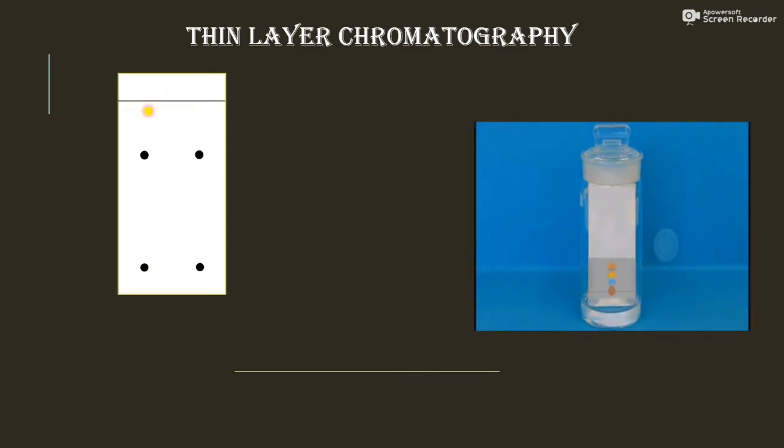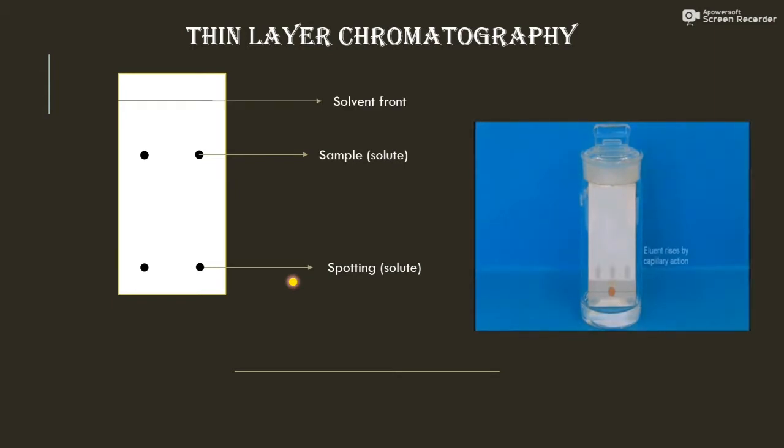After the plate has run 70 to 80%, the plate is removed from the tank, that is the development tank or the saturation chamber. So this is the spotting of a solute or the sample to be separated. Then this is the obtained sample. This is the solvent front, and the distance from the spotting to the solvent front is known as A, and the distance from spotting to the sample identified is known as B.